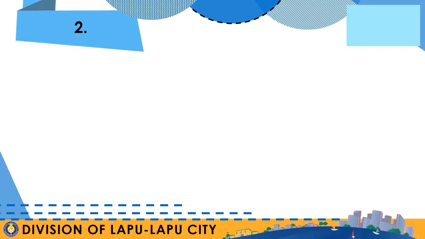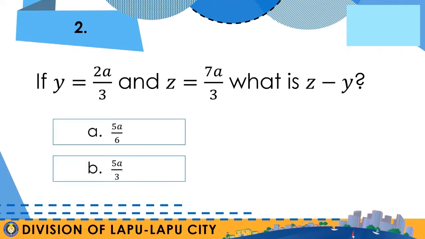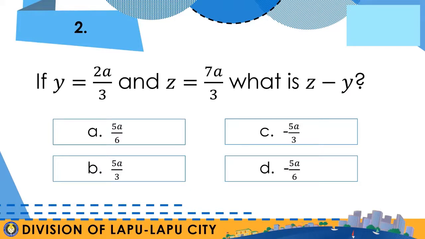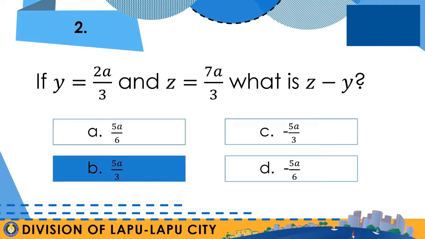Number 2. If y equals 2a over 3 and z equals 7a over 3, what is z minus y? A. 5a over 6. B. 5a over 3. C. negative 5a over 3. D. negative 5a over 6. You have 10 seconds to answer. The answer is letter B, 5a over 3.